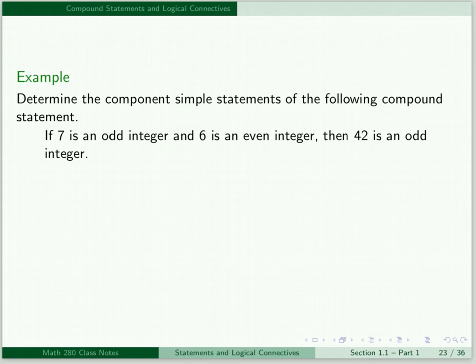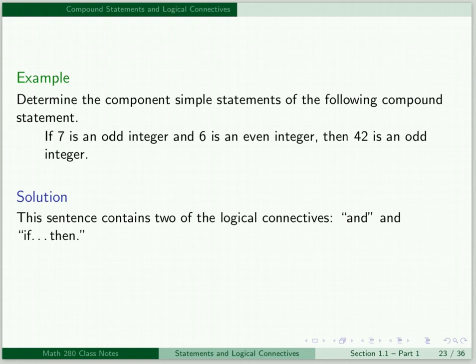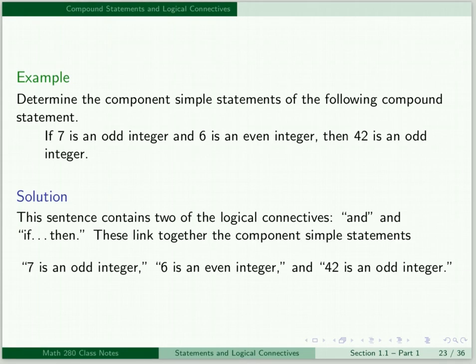For our next example, we want to determine the component simple statements of the following compound statement. If 7 is an odd integer and 6 is an even integer, then 42 is an odd integer. Now we recognize that this is a compound statement because it contains two of our logical connectives. This contains and also if-then. And these connectives link together the component simple statements 7 is an odd integer, 6 is an even integer, and 42 is an odd integer.